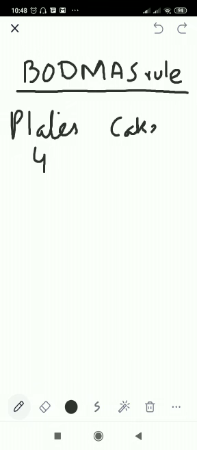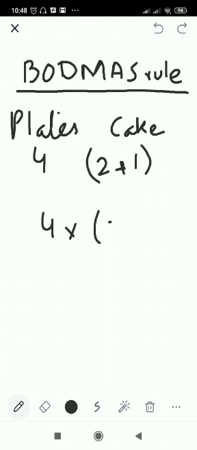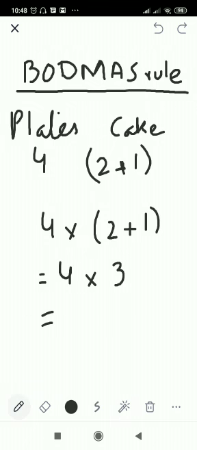Okay, on each plate he put 2 cakes, but then her sister says that she should put one more cake on it. All right, so she is putting one more cake on it. So how many cakes has Adil used? To find that out, we multiply 4 plates by the number of cakes on each plate, 2 plus 1, right? So if you solve it, 4 multiplied by, what is 2 plus 1? It is 3. And the answer is 4 times 3, which is 12 cakes altogether.